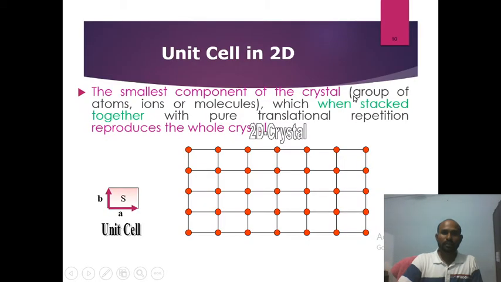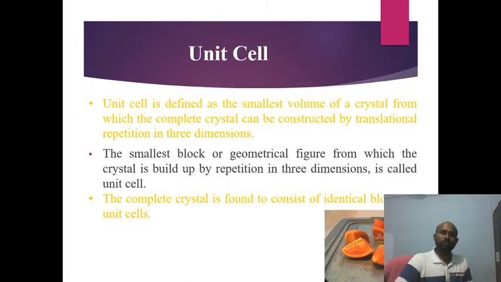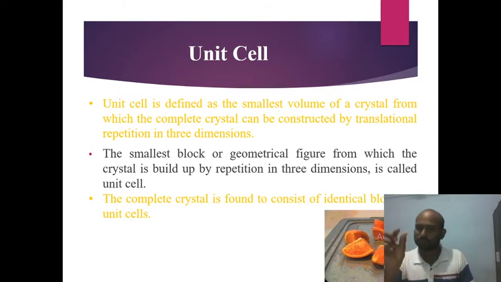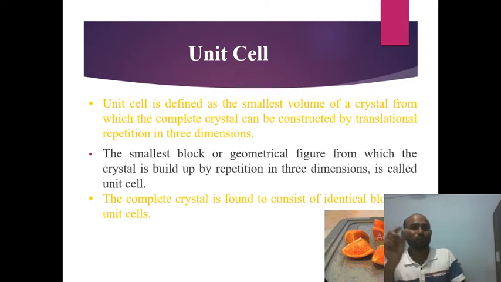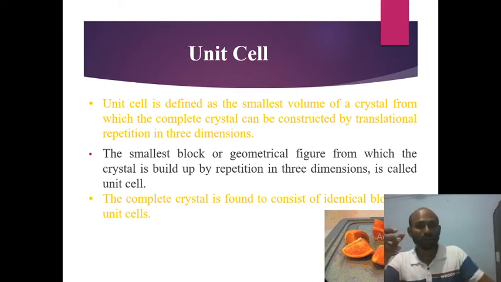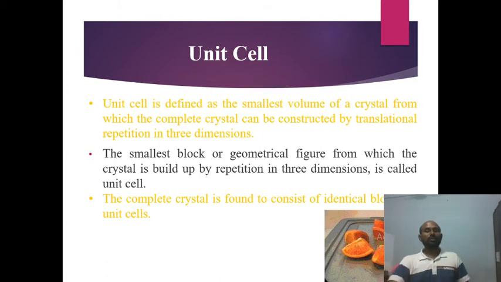Next, we see what a unit cell is. A unit cell is defined as the smallest volume of a crystal structure from which a whole complete crystal can be constructed by translational repetition in three directions. That means it is the smallest part of a system which, when combined repeatedly, gives the complete crystal structure. The unit cells are arranged in a repeated manner. This is called a unit cell, a small block or geometrical figure.